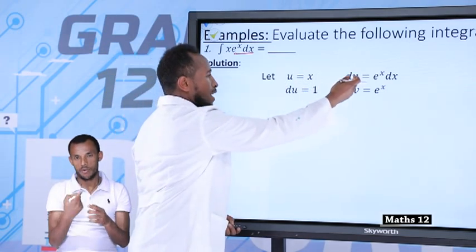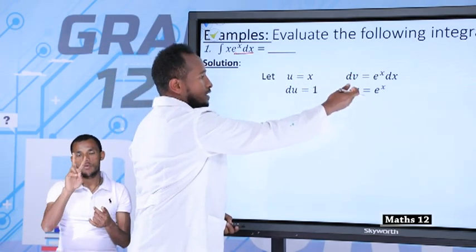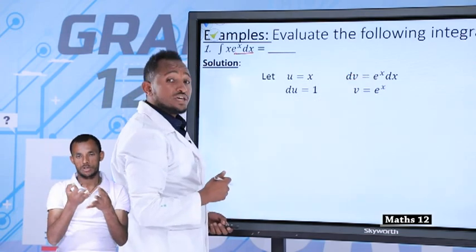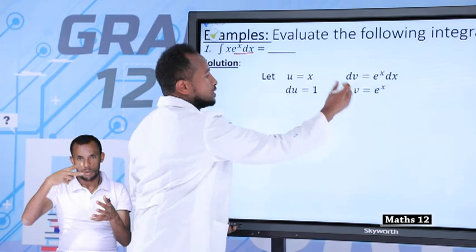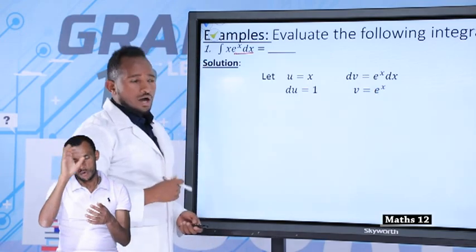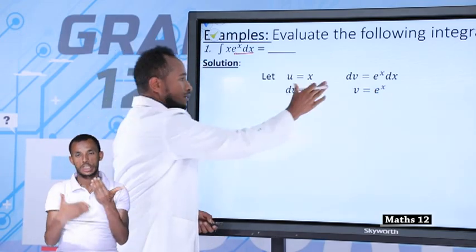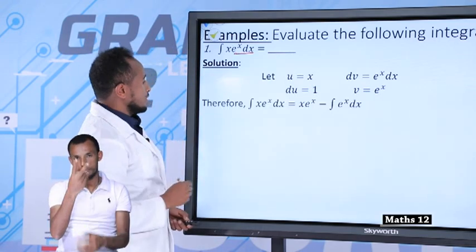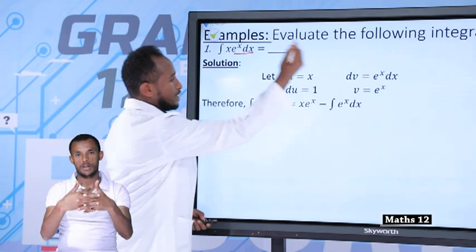And from dv, you can find v. That's the integral of e raised to x dx, which is e raised to x itself. So we have found this. After this, simply plug these values into the formula. Therefore, the integration, you can apply this one.